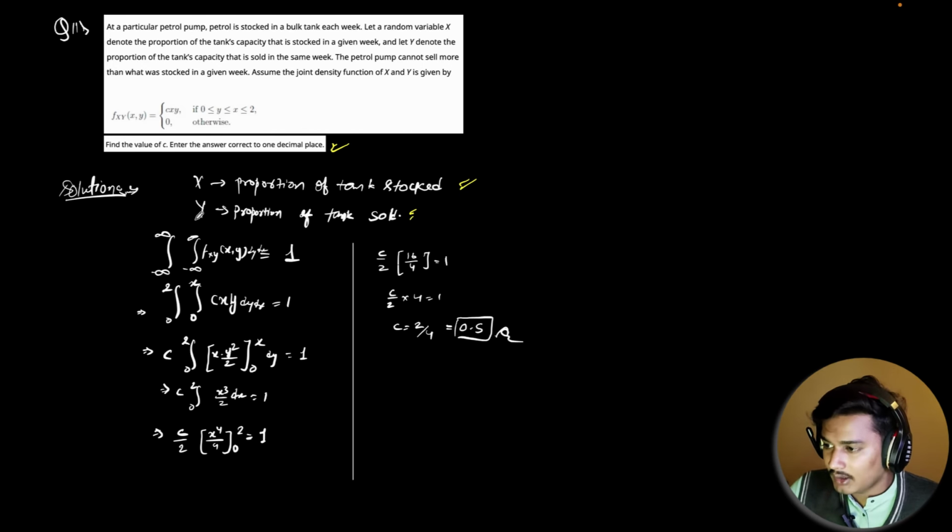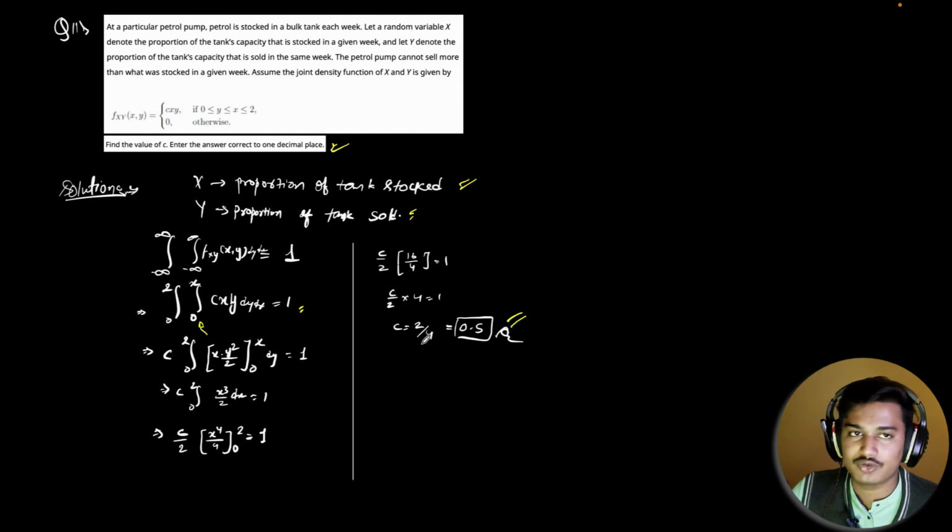So what we have to do is find the value of c. So we know that the double integration from minus infinity to infinity of f of x, y, dy dx is 1. Now y is from 0 to x, and x is from 0 to 2. So we will do this integration first with respect to y and then with respect to x. By solving these, we will get c as 0.5, that is 1 by 2. So this will be the answer.